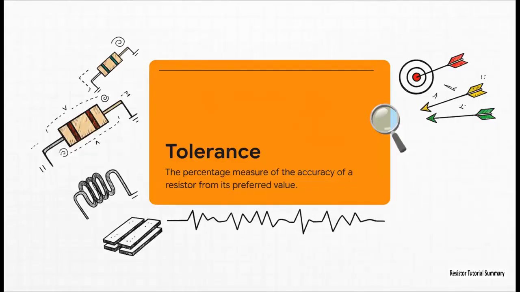But here's something that's absolutely crucial to understand. Nothing is perfect, especially in manufacturing, and that's where this idea of tolerance comes in. It's just a percentage that tells you how close to its stated value the resistor actually is. So a 100 ohm resistor with a 10% tolerance could be anything from 90 to 110 ohms in reality. So yeah, the lower that percentage, the more precise the component is.